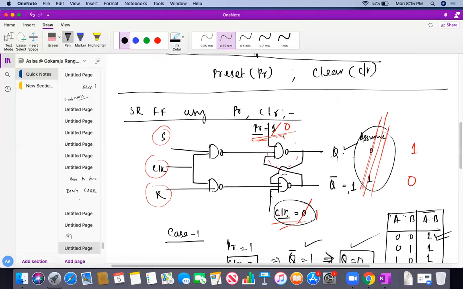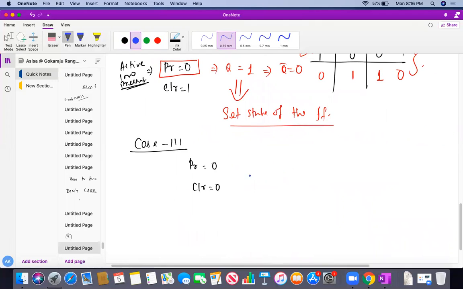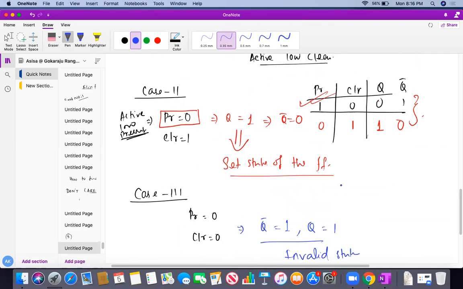So check here, if this is the thing. Now preset is also 0 and clear is also 0. So what will happen? Q is 1, Q bar is 1. So is it possible that Q and Q bar are both 1? No. So we are getting, if preset is 0 and clear is 0, Q bar is also 1 and Q is also 1, which is an invalid state. Okay, invalid state. We'll never put this type of combination during preset and clear.